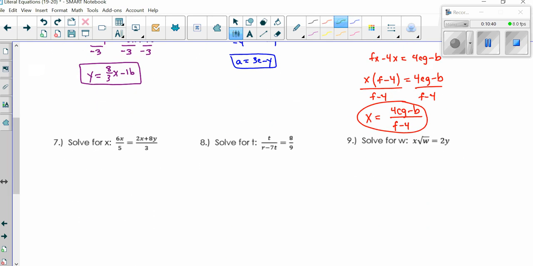Number 7. Remember, as you guys are filling this out, if you're working on a separate sheet of paper, make sure you pause it, write the problem down. Feel free to try it and then listen. But at the very least, pause it, write the problem down.